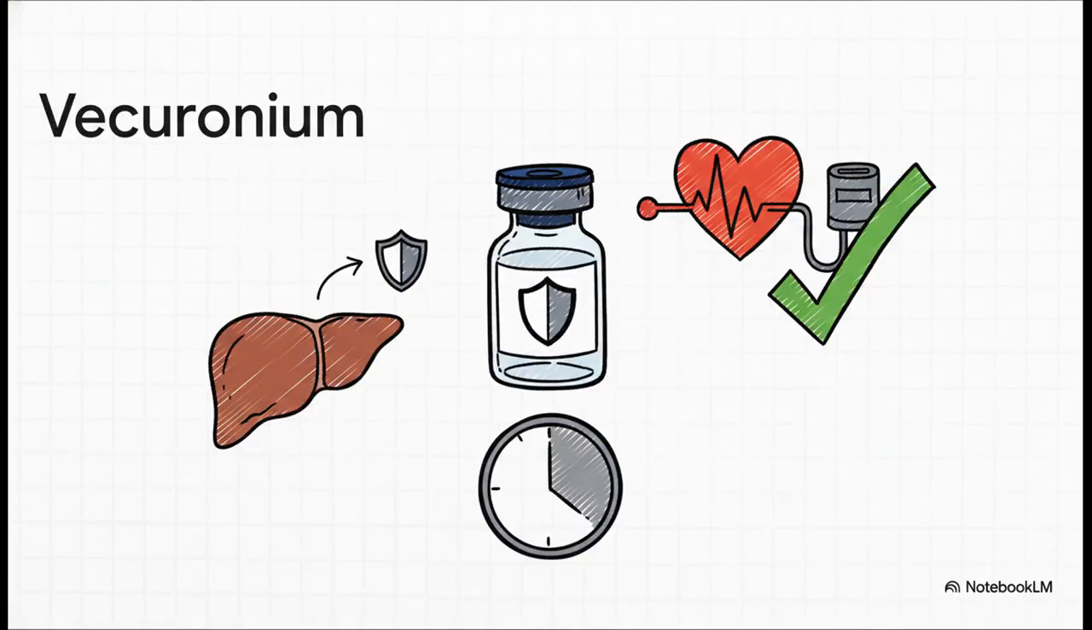Next is vecuronium. This is a true workhorse in the OT for all your routine surgeries. Its biggest advantage is that it's incredibly stable and predictable. It doesn't cause crazy swings in heart rate or blood pressure, which makes it a very safe and reliable choice for keeping a patient paralyzed during a procedure.